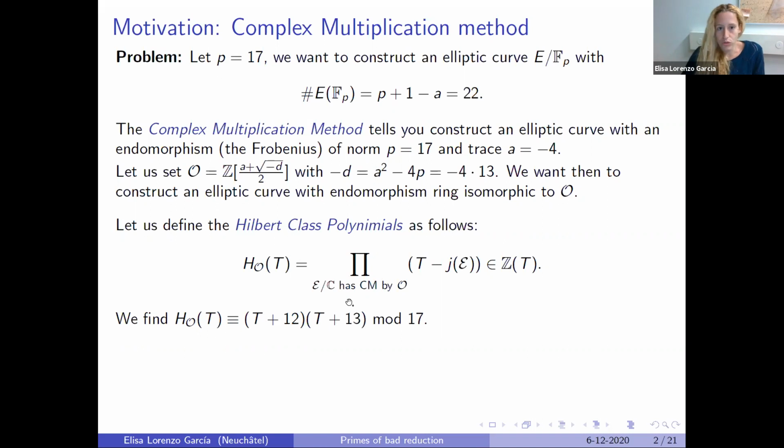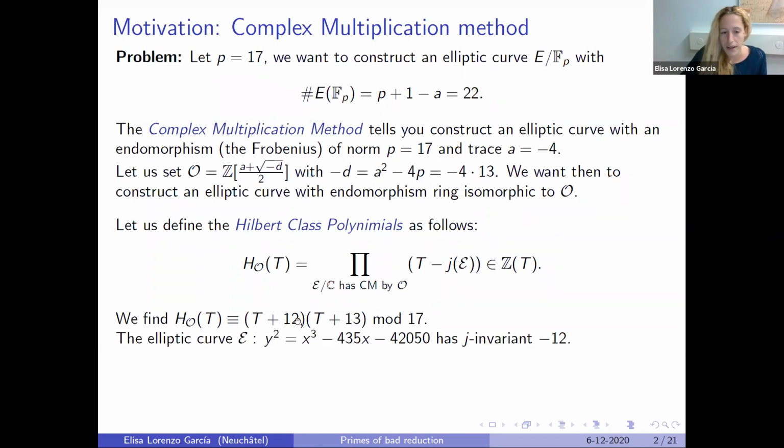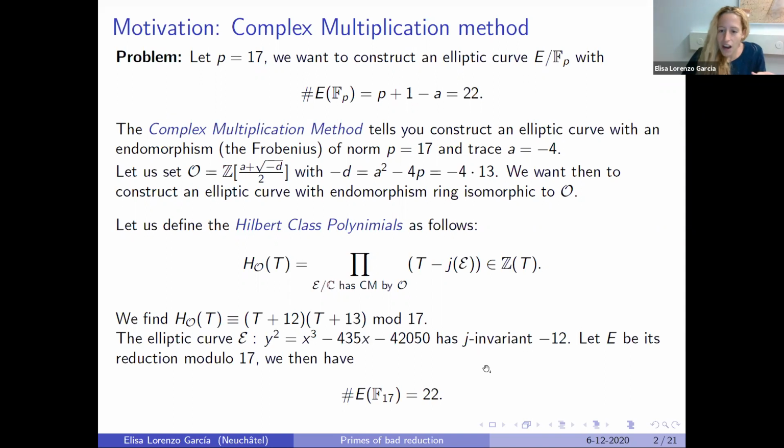So now if I want to construct an elliptic curve with this number of points, I just take one of those j invariants. I took the j invariant minus 12 that corresponds to this root of the polynomial, and I constructed an elliptic curve with this j invariant. This is easy. There is a classical formula that, given the j invariant, you can pick an elliptic curve with that given j invariant. And now I was lucky and I got the right number of points.